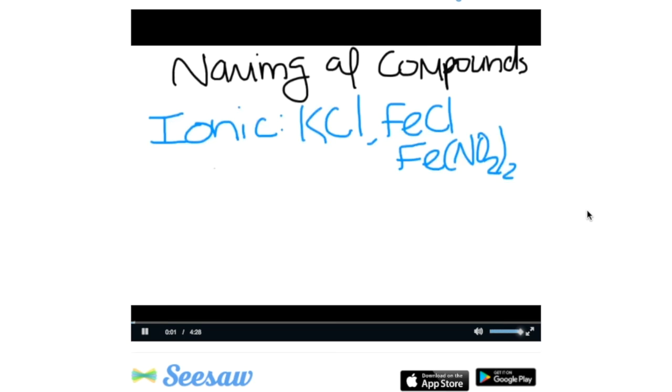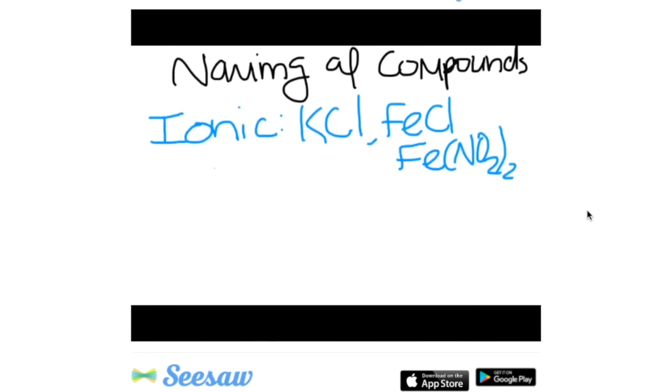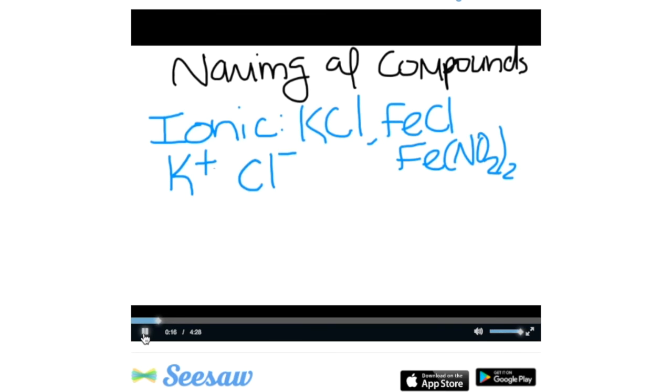Okay, today we're going to talk about the rules of naming chemical compounds. First, to start out with ionic. The first one is potassium chloride. The reason why it's potassium chloride is because potassium has a plus charge, and chlorine actually has a negative charge.